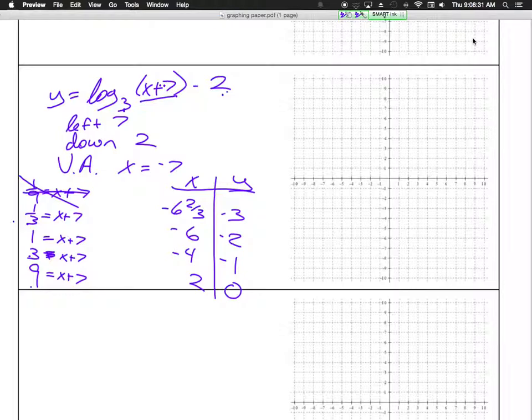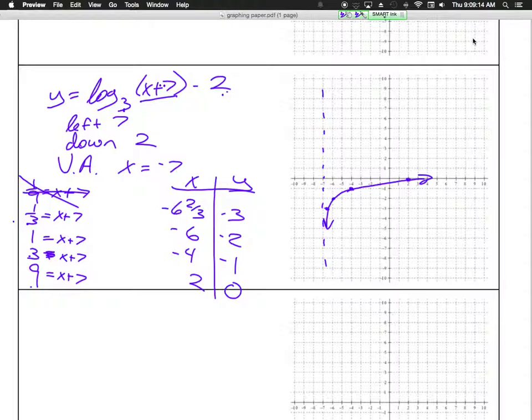So graph my vertical asymptote, which gives me that. I've got -6 and 2/3 and -3, which gives me that. I've got -6 and -2. I've got -4, -1. Hold on, what did I do wrong? Yeah. No, that's right. -4, -1, and 2 and 0, which is right there. So from that, we should be able to see that it's going to curve this direction, and it's going to go that direction.